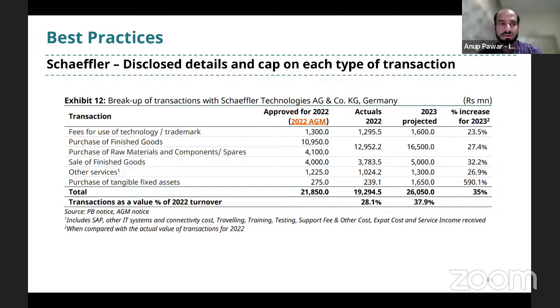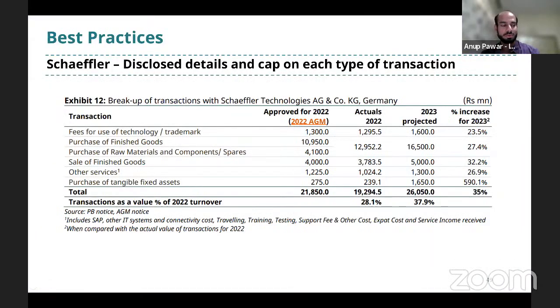This is Schaeffler. Schaeffler, again, is a bearings company, ball bearings. They actually seek shareholder approval for RPT transactions every year. They give out each type of transaction, how much it is going to be, what is the actual value for that transaction, what is the projected value, etc. And there's a lot of detail.